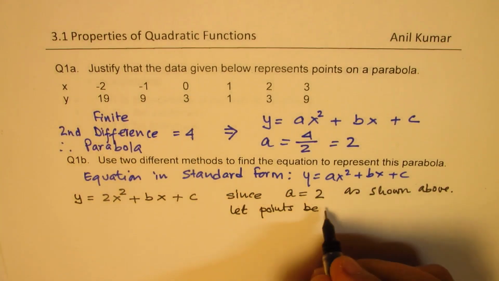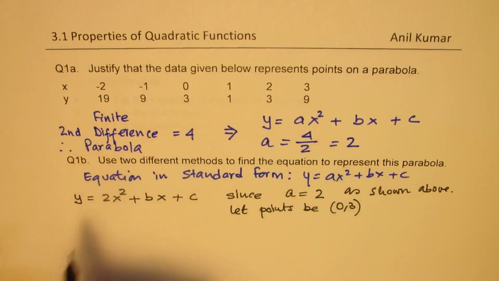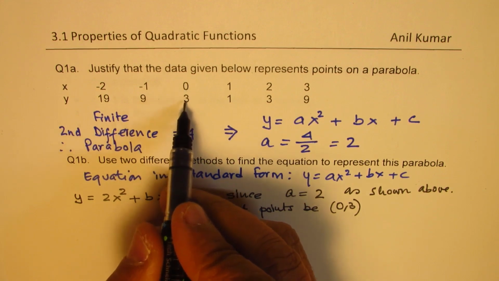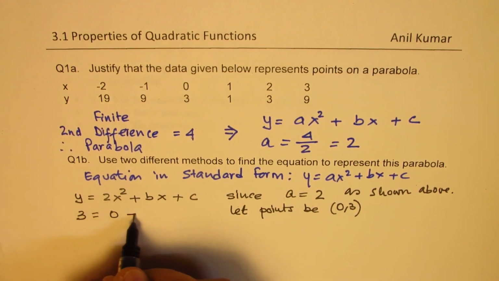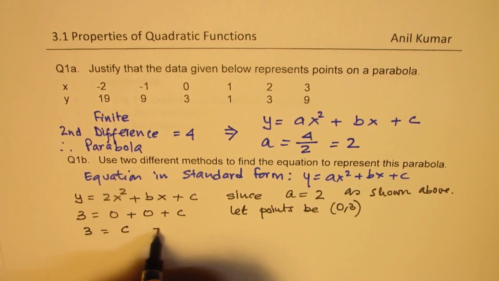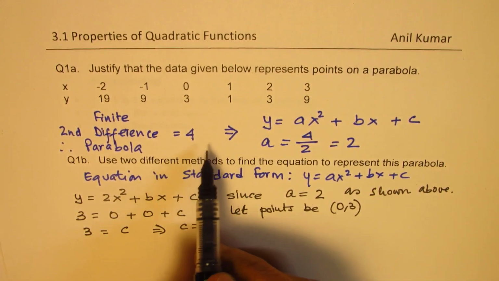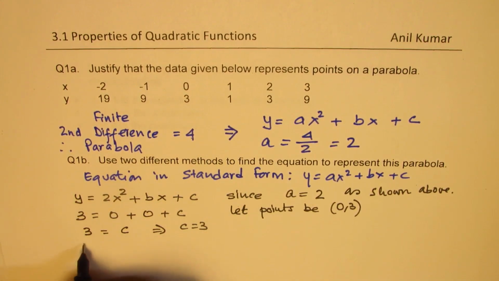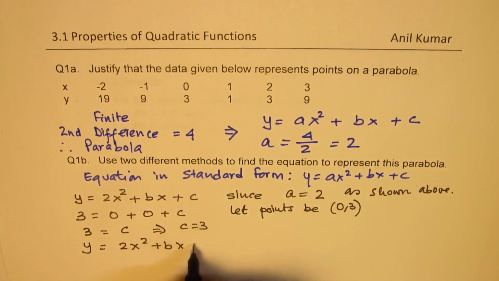So (0, 3) is a very good point to give you, and that gives you the y-intercept. So 0 is the x value, so we get 3 as the y value. Once you substitute 0, we get 0 plus c, right? So that gives you 3 equals c. So c equals 3. And now we can use some other point. So we have y equals 2x squared plus bx plus 3. That is the c value.